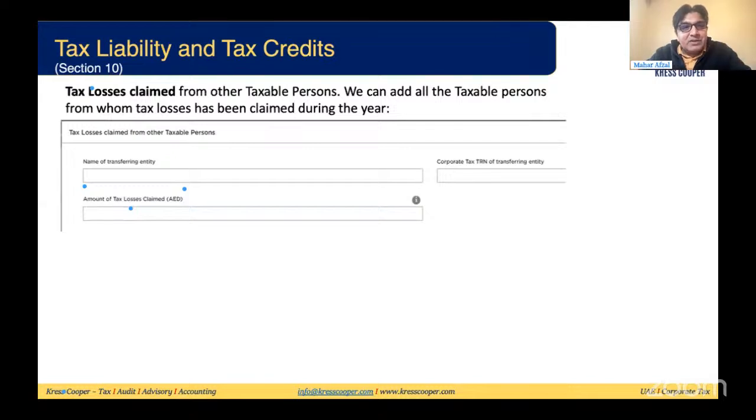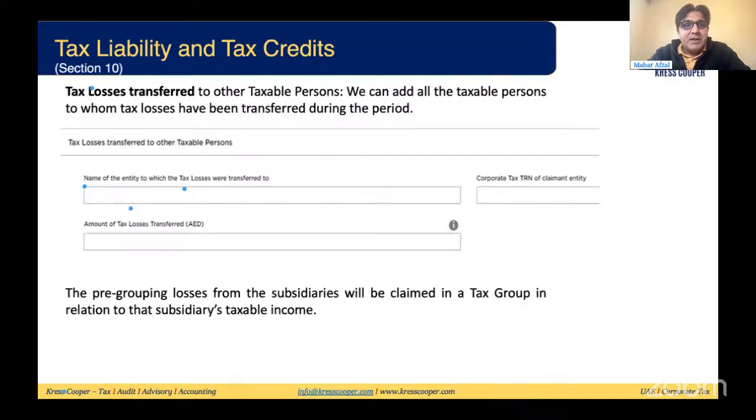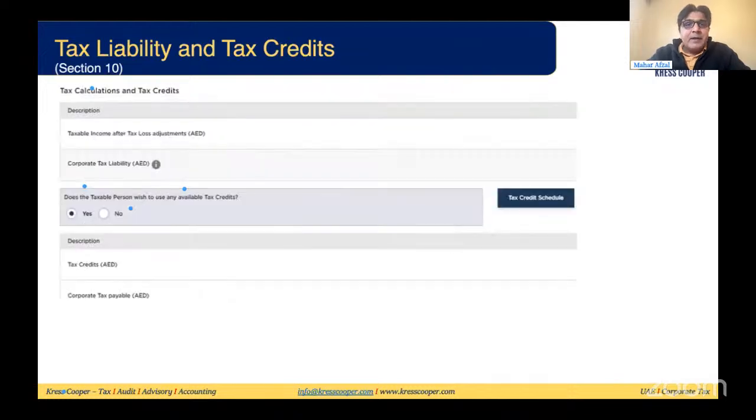Then the next question is losses claimed from other taxable person: name of the transferring entity, their TRN number, amount of losses that you're taking from other taxable person. Losses transferred to another taxable person: the same information, to whom these losses are being transferred, their TRN number, how much is the amount that you are transferring to other taxable person. Tax liability and tax credit.